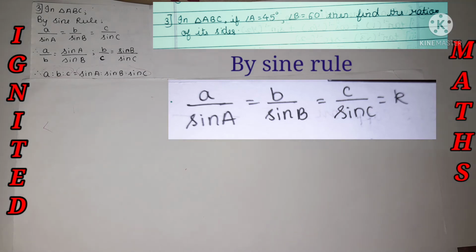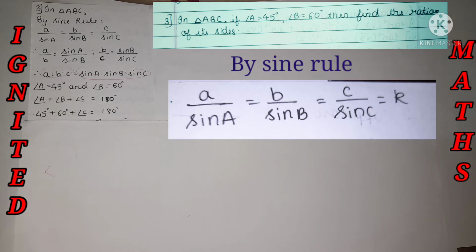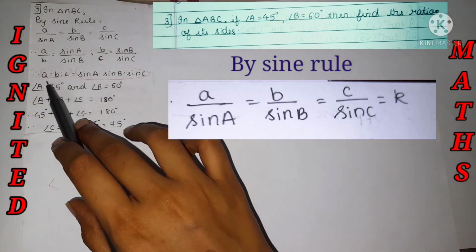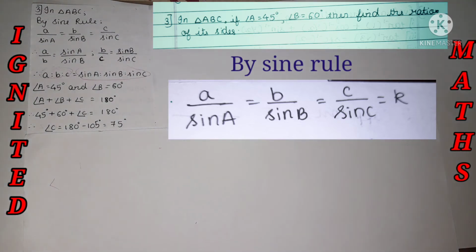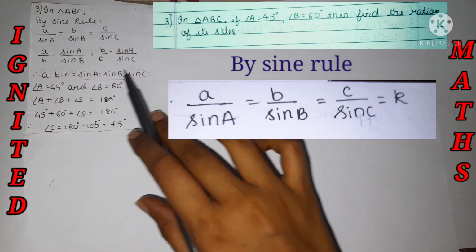Now we know that the sum of the angles of a triangle is nothing but 180 degrees. If we have two angles of the triangle, we can find the value of the other angle. Yes, it's nothing but A plus B plus C is equal to 180. We can find the value of angle C. Yes, we need to find the value of a ratio b ratio c, in which the answer is sine A, sine B, sine C.